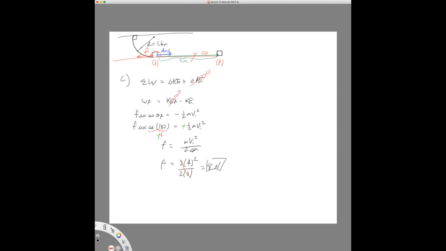If the problem, and some problems might do this, had asked instead to find mu, we could just say the friction equals mu times the normal. In this case, the normal is just m times g because those are the only forces in the y direction. And so mu would be friction over mg. That is 8 over 3 times 9.8. That's 0.272. Again, that's not technically part of this problem, but if the problem wanted to know that instead, it's just one more step.